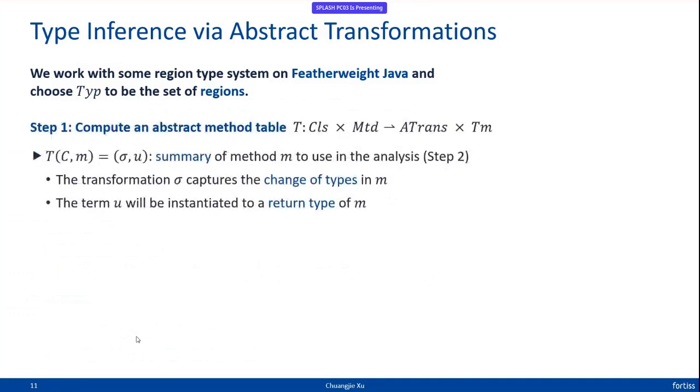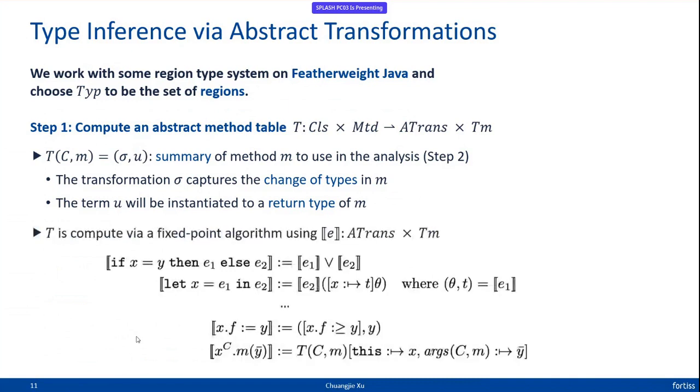Our type inference algorithm has two steps. In the first step, we are going to compute an abstract method table, or a summary of our methods. So we have this table T, and for each class and for each method in this class, we will compute two things. One is the abstract transformation sigma, which captures the change of types in the method M. The second one is a term U. You may remember the term is just a set of graphs representing the possible return type of the program. So we have this term U, which will be instantiated to a return type of M.